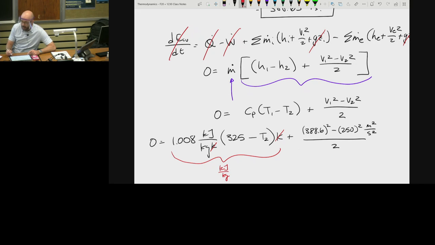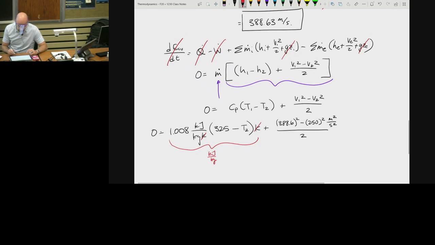My second term has meters squared per second squared. I cannot add those two things together until I can make sure their units are the same. So, what I'm going to do here is a little trick. I'm going to say that 1 Newton is 1 kilogram meter per second squared. That's multiplying by 1, but in a slightly tricky way. You would do a very similar thing with English units.